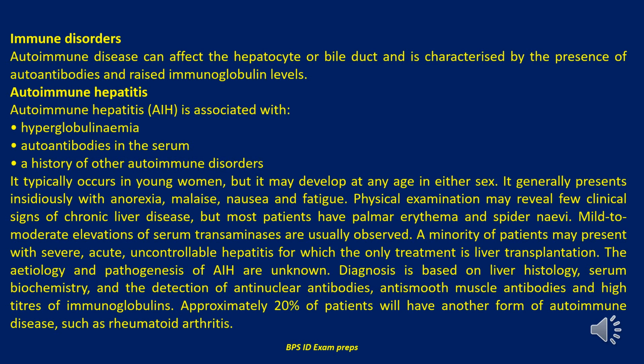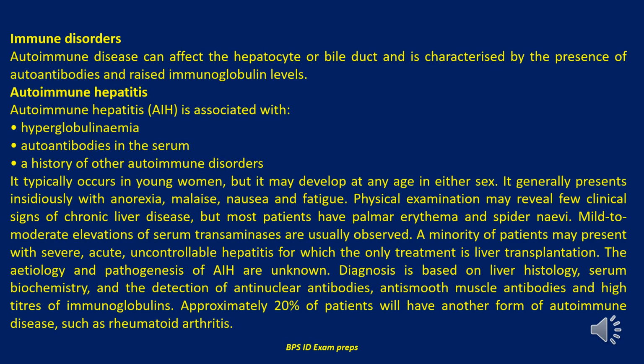Hyperglobulinemia, 2. Autoantibodies in the serum, and 3. A history of other autoimmune disorders. It typically occurs in young women, but it may develop at any age in either sex. It generally presents insidiously with anorexia, malaise, nausea and fatigue.